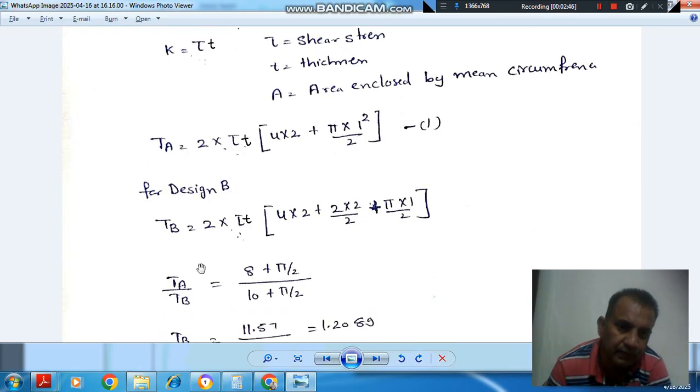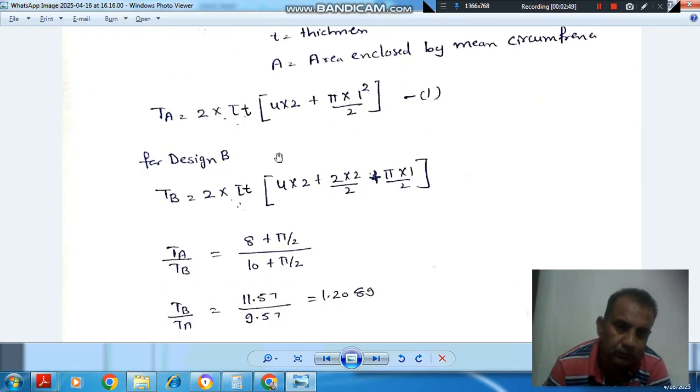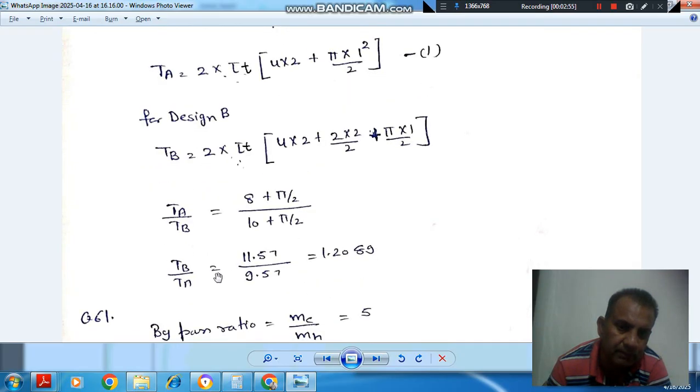Okay, so from this we can calculate TA by TB. This will be 8 plus pi by 2 divided by 10 plus pi by 2, or we can say TB by TA is the reverse of it: 10 plus pi by 2 divided by 8 plus pi by 2. It is 11.57 divided by 9.57, that is 1.2089. That is the answer.